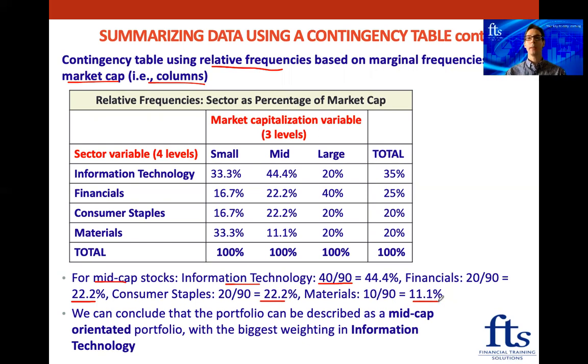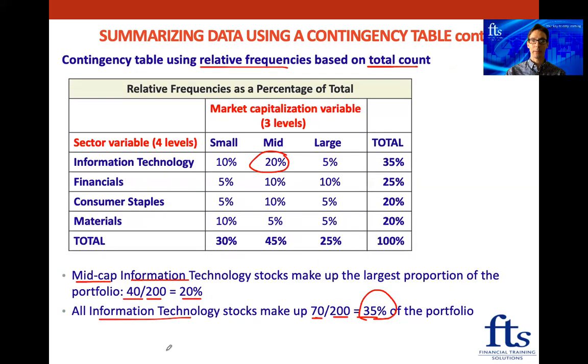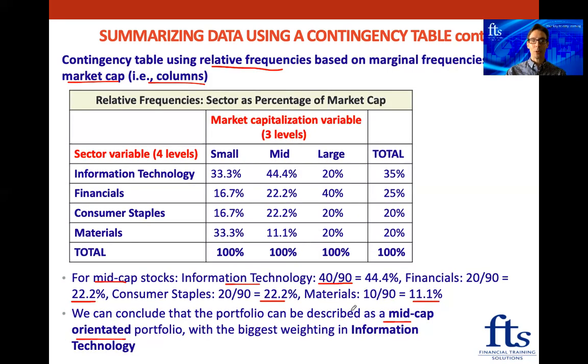So what can we then conclude? We can say that this portfolio, we can describe it as a mid cap orientated portfolio. So if we just go back here as well, we can see quickly. There we go. It's mid cap orientated because it's 45% mid caps versus 30 and 25 for the other caps. And with the biggest weighting in IT. So we can see there, we've got 35% in IT, and the other sectors are lower.